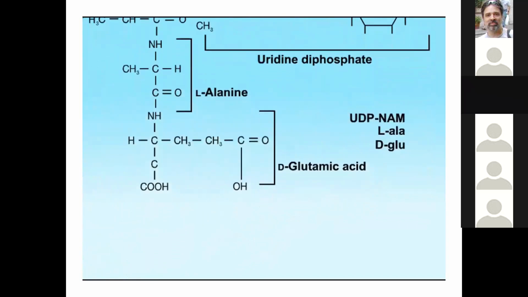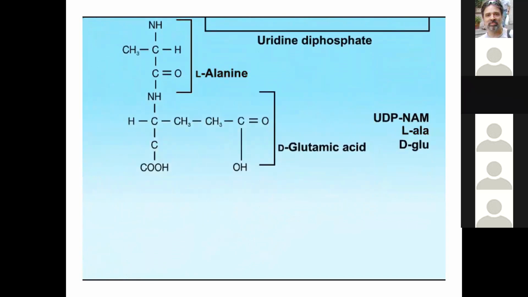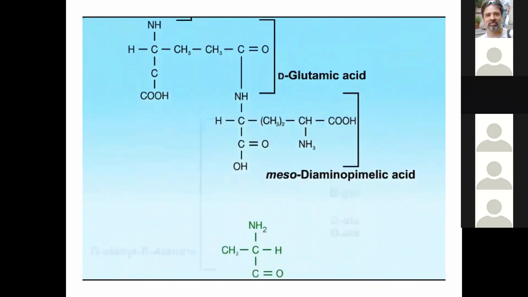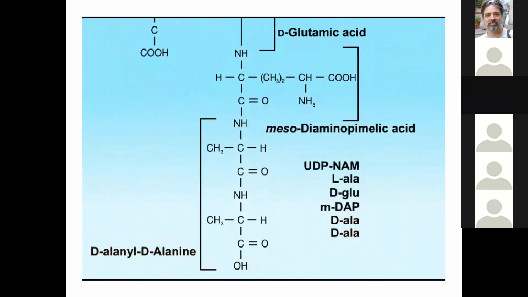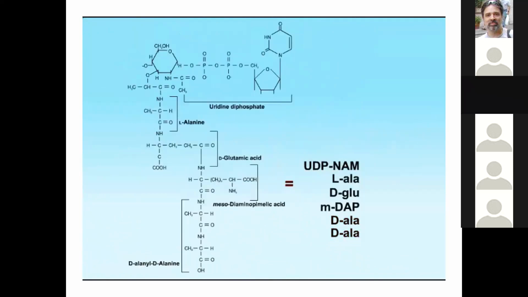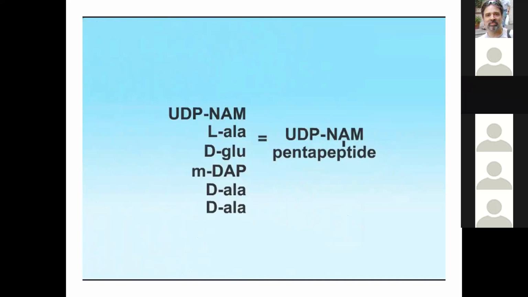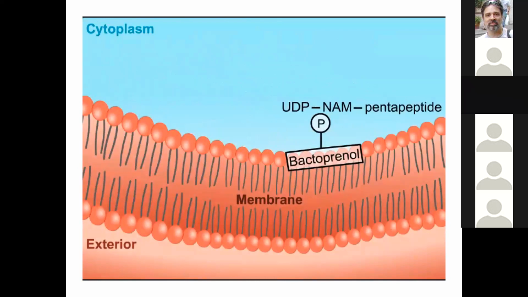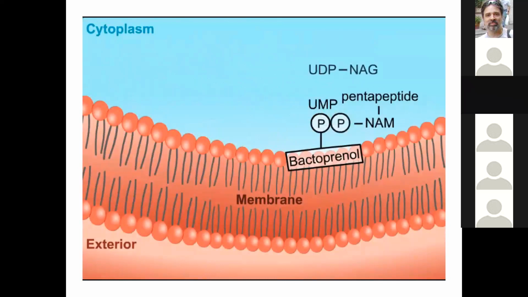In the case of Escherichia coli, L-alanine is added first, then D-glutamic acid, then meso-diaminopimelic acid. Finally, the dipeptide D-alanyl-D-alanine is added to form the pentapeptide side chain. The NAM pentapeptide is transferred from UDP to bactoprenol phosphate at the membrane surface. Then NAG is transferred from UDP-NAG to the bactoprenol-NAM pentapeptide to form the final disaccharide pentapeptide precursor.